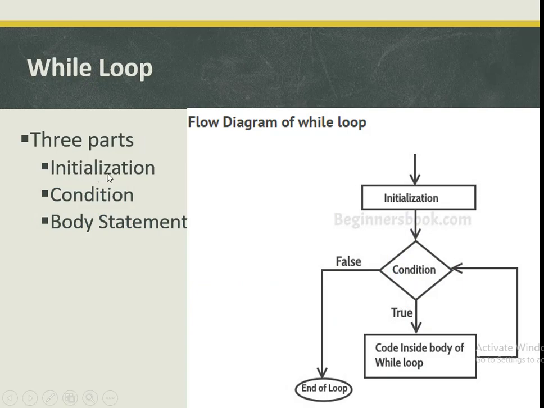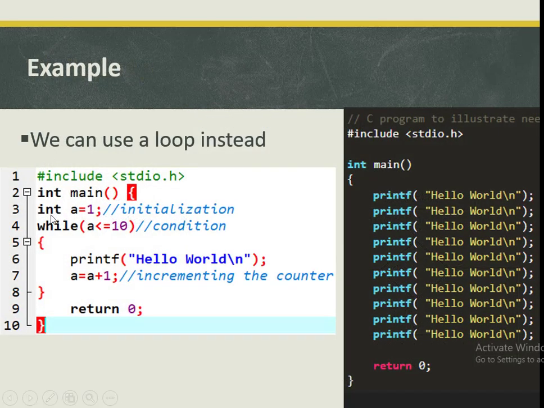We have the initialization. Initialization, where are we starting? So we want to display hello world 10 times. So we'll need to keep count of how many times we are displaying. So we'll have the first time, the second point. So we normally declare a variable that helps us to keep counting. It helps us to remember how many times we are executing.